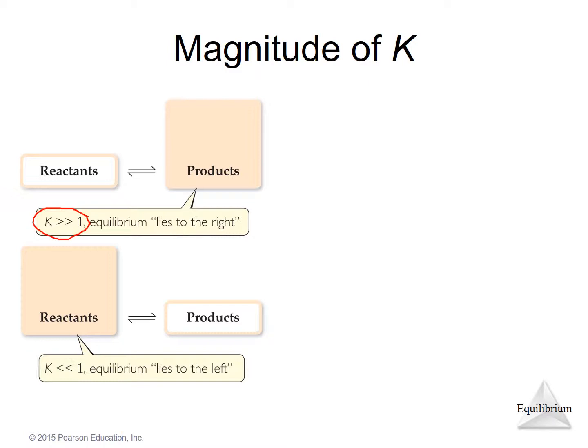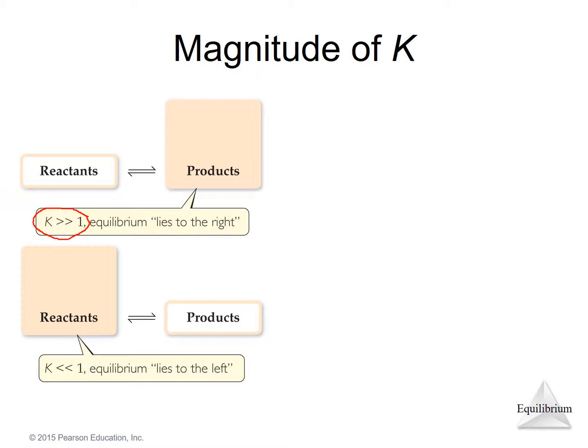If, on the other hand, K is much, much less than 1, and it's always greater than 0, but if it's much, much less than 1, say 10 to the minus 6th, 10 to the minus 9, again, not at all unusual. That means in the ratio, the concentrations of the products are very small and the reactants are very large. So that would represent a reaction that hardly goes at all to the right. It mostly stays as reactants. So we say the equilibrium lies to the left in that case.